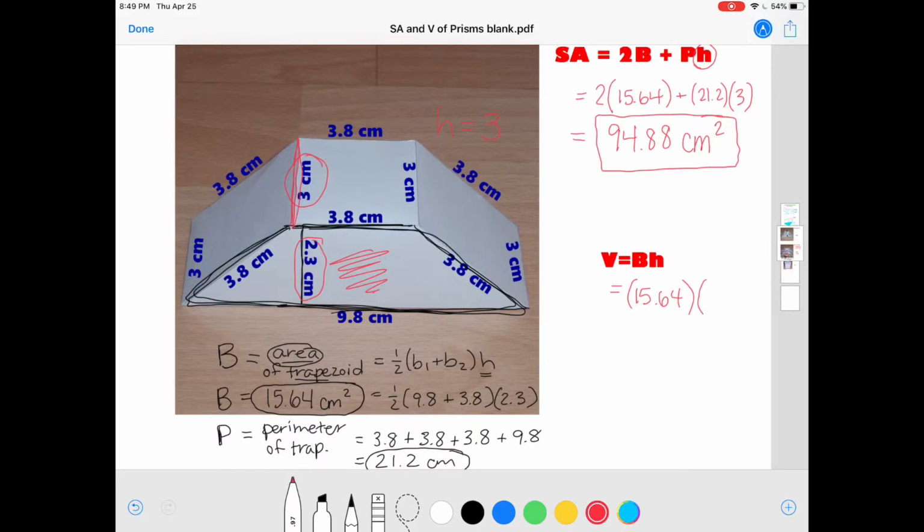And how tall do I stack them? Remember, the height of the prism would be from base to base. The water sunk down to this bottom, and then I'd be able to pile 3 layers of cubes in there. 15.64 times 3 is 46.92, and that's cubes of water to fill that entire solid.